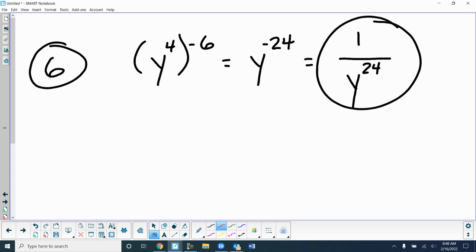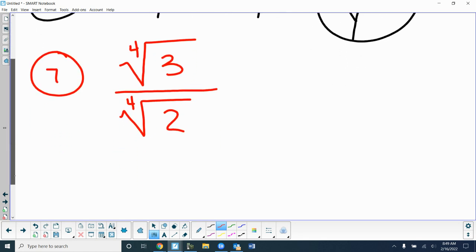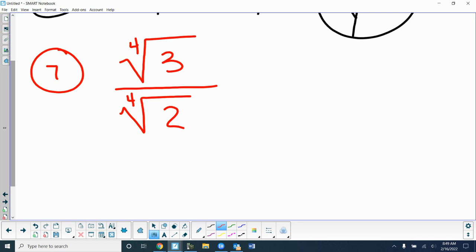Number 7. We've got a 4th root of 3 over the 4th root of 2. First thing I would look at, since they're the same index, can I divide 2 into 3 and get a whole number? No. I would try to simplify that fraction if I could, since they're the same index. I can't do that. So am I allowed to have that 4th root of 2 in the denominator? No.